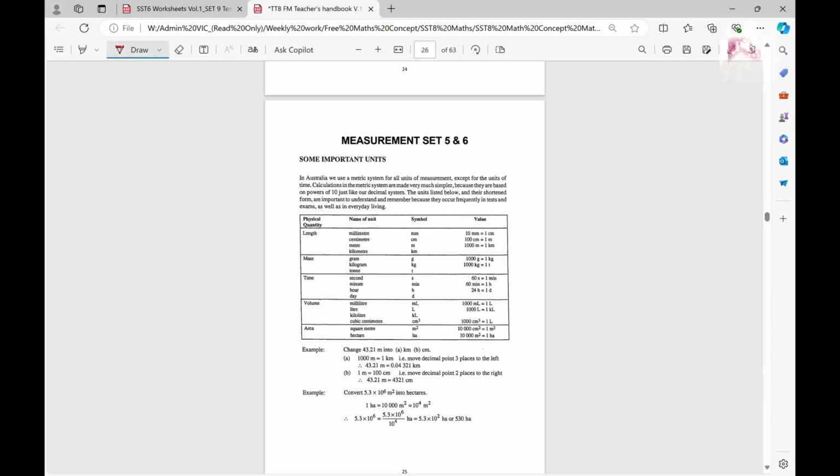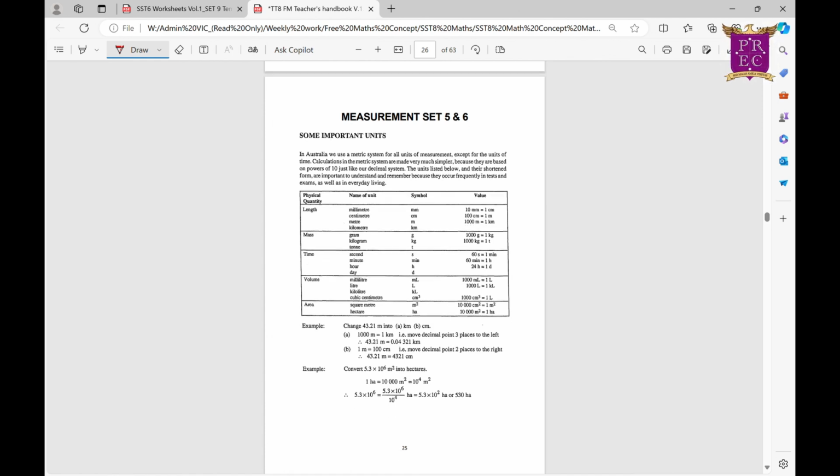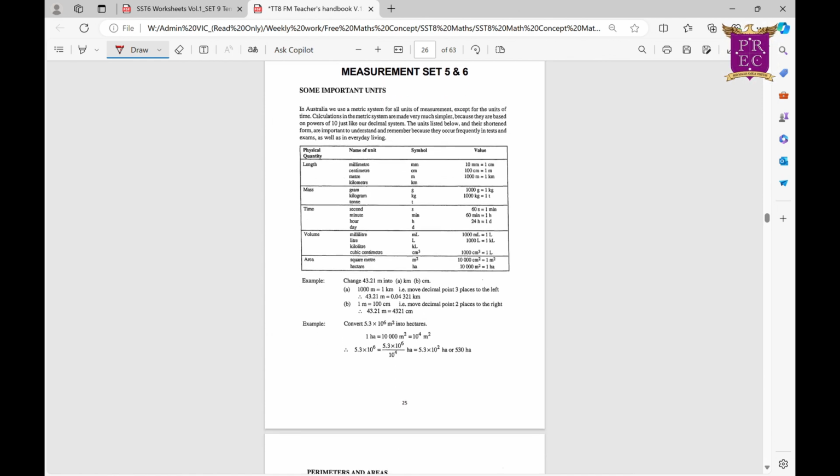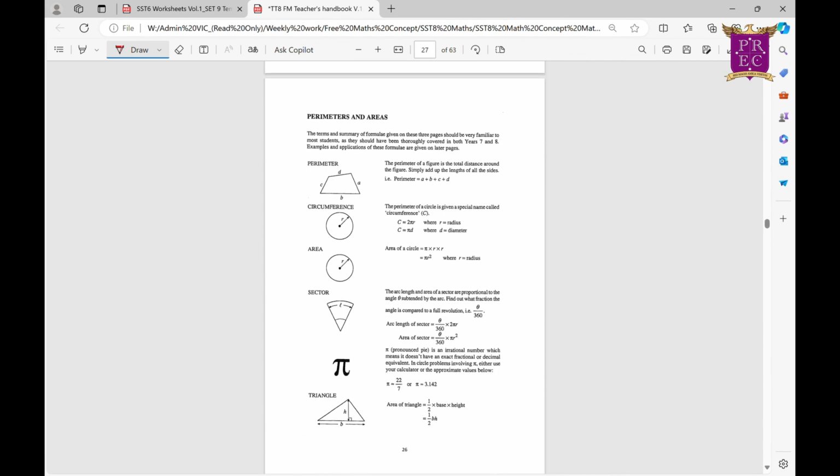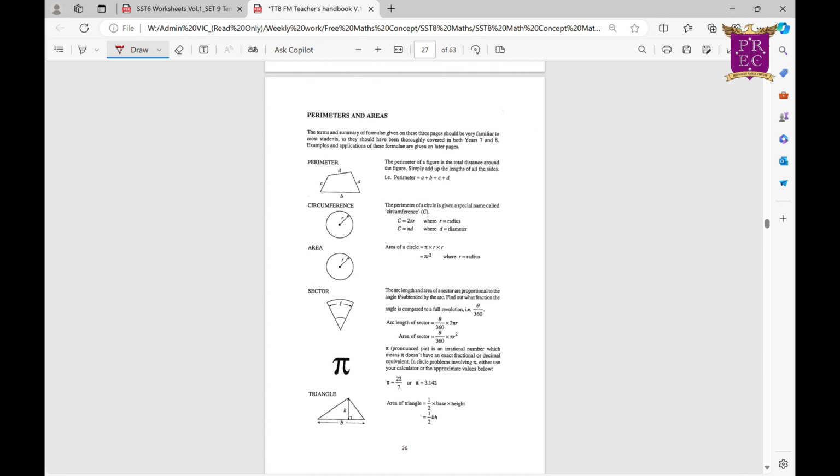Alright, this table should be your best friend when you're doing measurement questions, because this will help you do all the conversions from millimeters to centimeters, centimeters to meters, meters to kilometers, etc. Okay. Perimeter and areas. So the perimeter is the length of the outside of the shape. So over here we've got a quadrilateral, and the perimeter adds up to A plus B plus C plus D, which is the four sides on the outside of the shape.